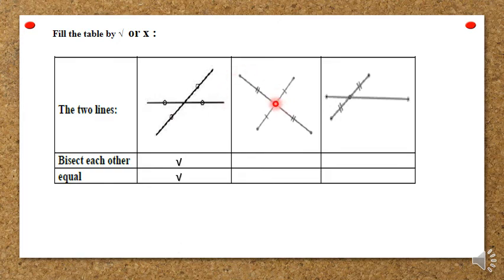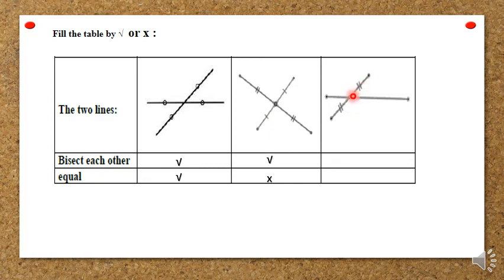Look at the second one. Up is equal to down. Right is equal to the left. So they have the same midpoint. But are they equal? Here we have two dashes. Here I have one dash. They are not equal.